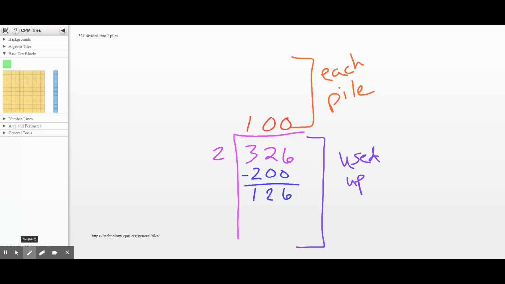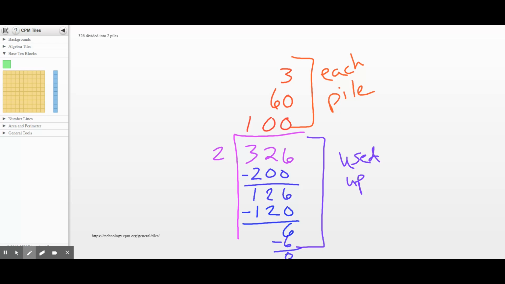And what's the value of that? 60. And if I put 60 in each group, I've actually used up 120. And if I started with 326 and I subtracted 120, that leaves me 6 1s left. 6 1s divided into 2 groups leaves 3 for each group. And if I put 3 in each group, I've used up 6 and I have 0 left over. And my final answer is 163.